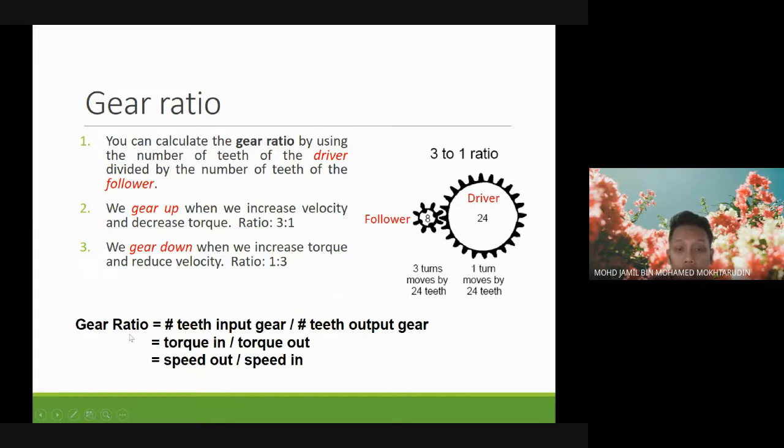The gear ratio equals the number of teeth of the driver divided by the teeth of the follower, or torque in the driver divided by torque of the follower, or speed of the follower divided by speed of the driver. This formula is important, so please take note of it.